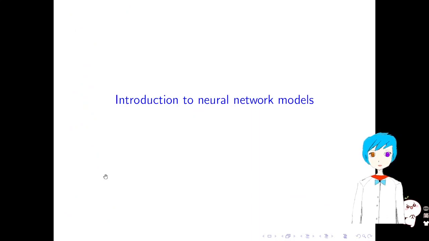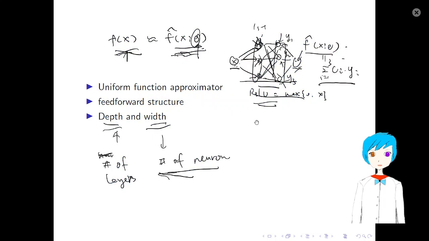Today we'll introduce some extra topics in addition to our class, Introduction to Artificial Neural Network Models. The neural network models are widely used nowadays in computer science. Neural network, to put it simply, can be seen as a universal function approximator using the artificial neural network structure. It is using the feed-forward structure to make predictions. So given any arbitrary function f of x, we want to approximate it by a neural network model f hat of x and theta. Theta is a parameter in the neural network.